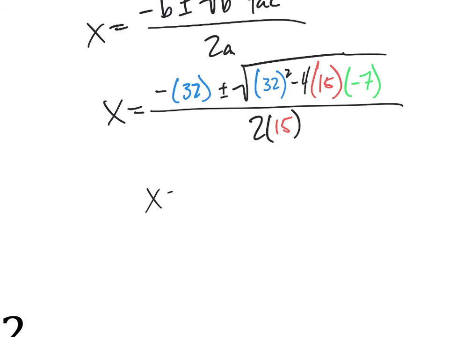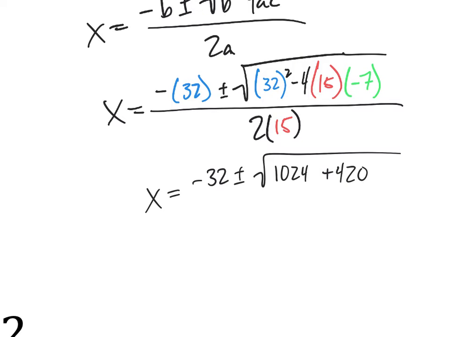So then we get x equals -32 plus or minus the square root of 32 squared. I'm going to use my calculator. 32 squared is 1024. Okay, 4 times 15 is 60. 60 times -7 is -420. So we're subtracting it, so there it is, like that, all over 30.